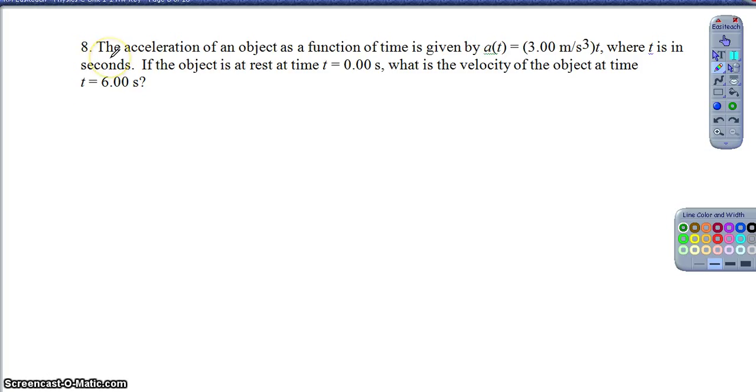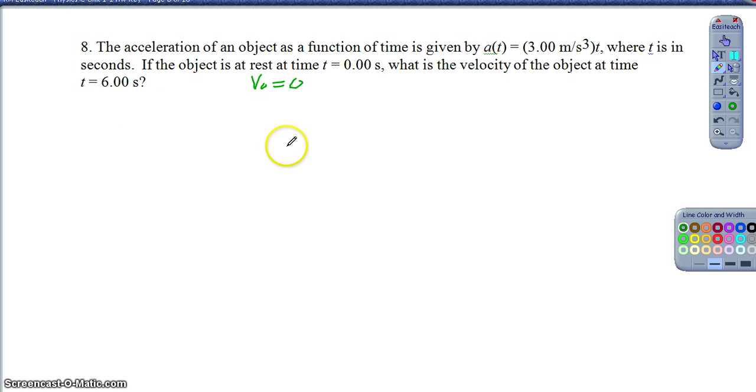Okay, so to pick up part 2 of homework 1-3, we'll pick up here with questions 8, 9, and 10. This one is a good example for illustrating exactly how we can find our c when we have to do integration. They give us the acceleration function, where t is in seconds. They tell us the object is at rest, so we know its velocity is 0 at a time of 0. And then they ask us what is the velocity of the object at time 6 seconds.